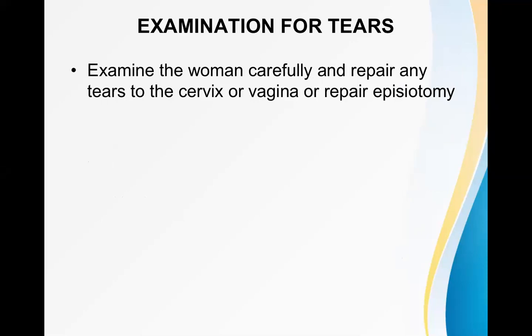If you have given an episiotomy, episiotomy is the elective type of cut. So we widen the birth canal by cutting the perineum. This is called episiotomy. If you have given it, go for the repair as well. Check the cervix, check the vagina, check the perineum, check the vulva, and whatever tear is there, you need to repair it. If there are major tears, definitely need to repair. Some minor tears can heal by themselves as well.